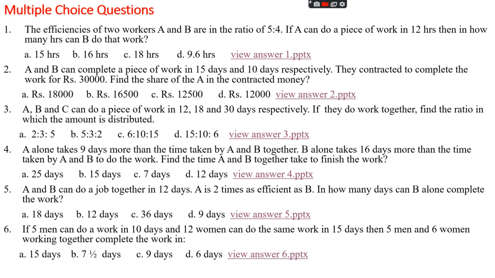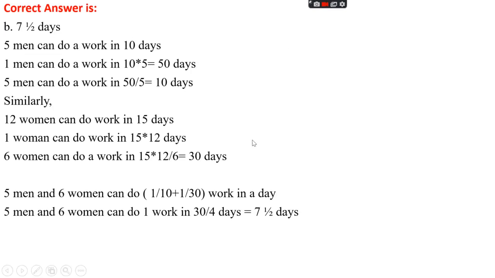Question number 6. If 5 men can do a work in 10 days and 12 women can do the same work in 15 days, then 5 men and 6 women working together complete the work in: option A, 15 days; option B, 7.5 days; option C, 9 days; option D, 6 days. The right answer is option B, that is 7.5 days.